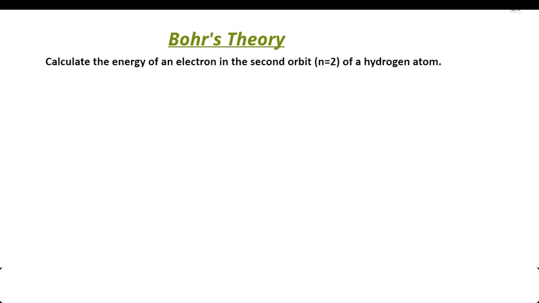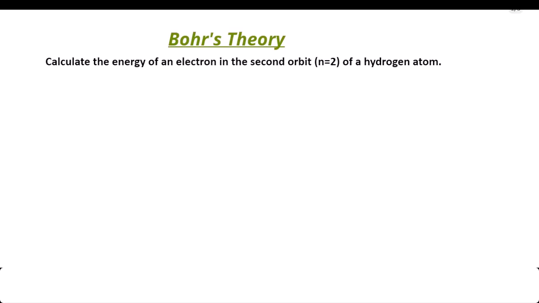So today we are going to solve a few mathematical problems related to Bohr's theory. And the first one is: calculate the energy of an electron in the second orbit of a hydrogen atom. So we have to find the energy of the hydrogen atom in the second orbit, that is n equal to 2.